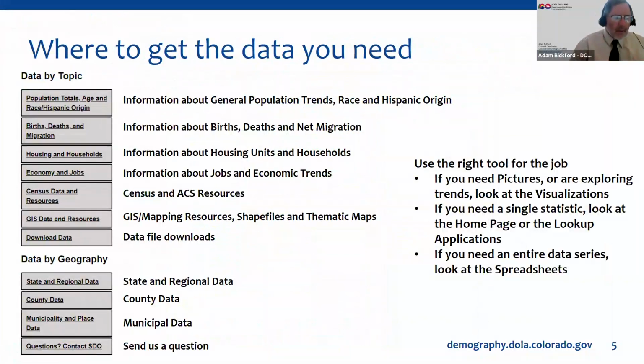So what this slide shows is just really a general layout of the left-hand margin. So where you can find what it is you need to get, if you need general information, information about the components of population change, information about households, about jobs. The ACS, we will get very familiar with that section in a moment. You can download a lot of data files. And then at the very bottom of that is a button that says send us a question.